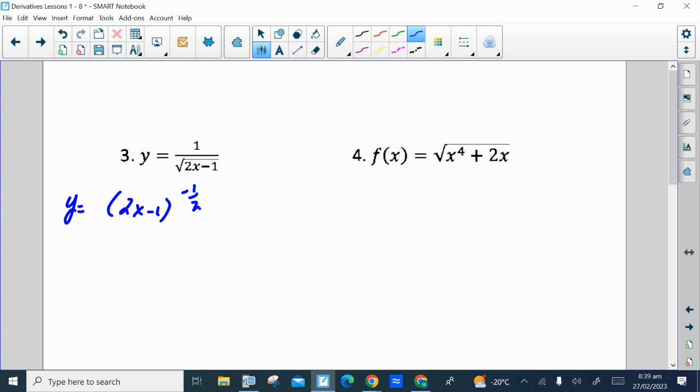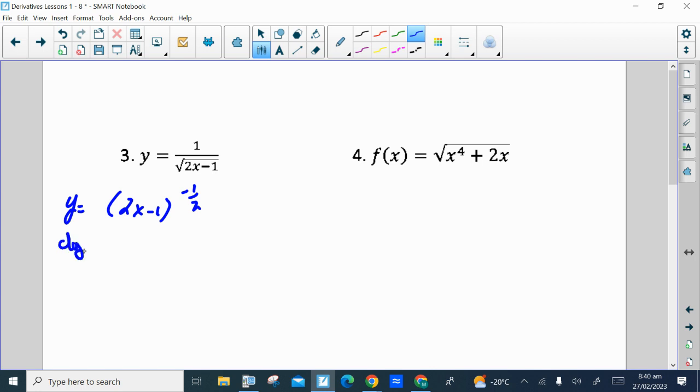You could leave it as the denominator, but then you'd have to use the quotient rule to differentiate. Root of the top times the bottom minus root of the bottom times the top all over the bottom squared. It would work, but it's easier if you write it like this. Then you don't have to use the quotient rule anymore, so we can just use the chain rule.